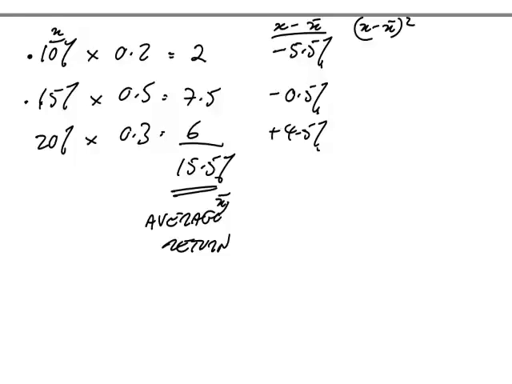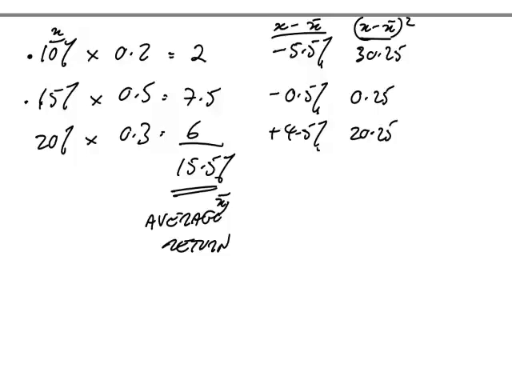So 5.5 squared is 30.25. 0.5 squared is 0.25. 4.5 squared, 20.25. I hope somebody's checking. So these are the squares of the differences. And of course they're all positive because we've squared.